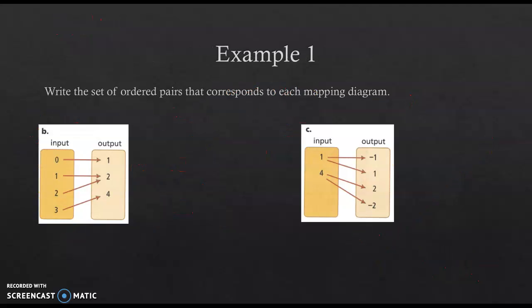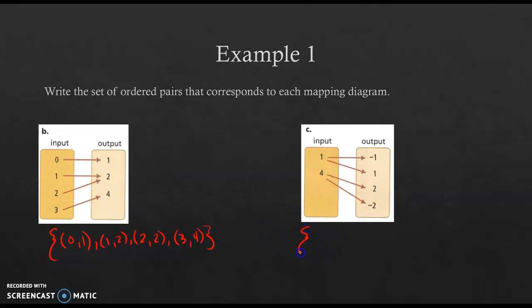All right. So here's example 1. We're going to write the set of ordered pairs that correspond with each mapping diagram. So I use the curly bracket to represent that this is a set of ordered pairs. My input is 0, so that's my x value, and 0 maps to 1, so it's 0, 1, 1, 2, 2, 2, and 3, 4. All right, so that is the ordered pairs with our first mapping diagram.